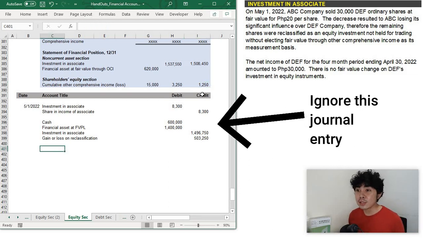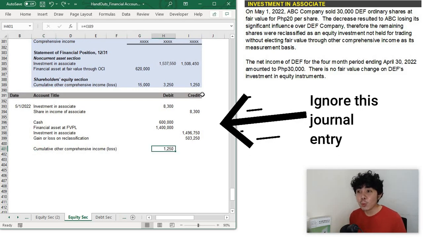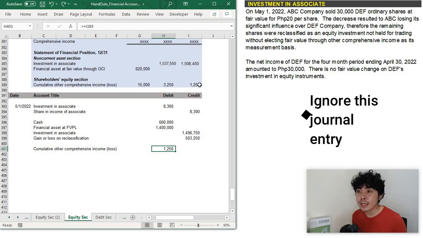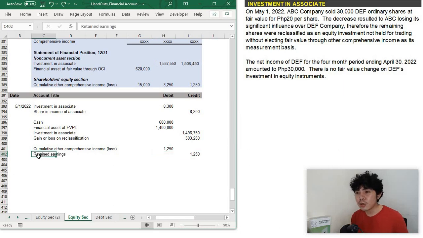So, kaya ang ating journal entry is debit cumulative other comprehensive income, 1,250. So, debit yan kasi yung 1,250, ito ay income. So, para syempre, i-zero out yung income, i-debit natin. At isasara siya directly sa retained earnings kasi without recycling. So, credit retained earnings, 1,250 pesos.